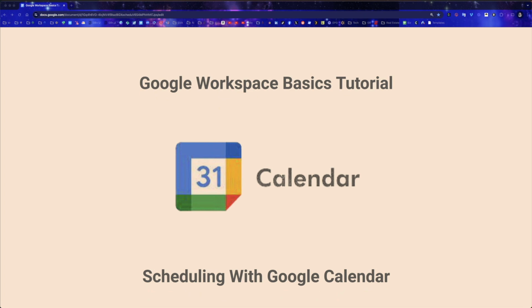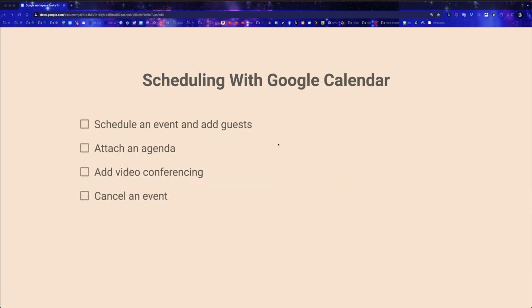Welcome to another Google Workspace Basics tutorial, Google Calendar. We're going to talk about scheduling in this one. Four main items we want to hit in this video. We're going to talk about scheduling an event and adding guests, attaching an agenda, adding video conferencing, and how to cancel an event. First on our to-do list is to talk about scheduling an event and adding guests.